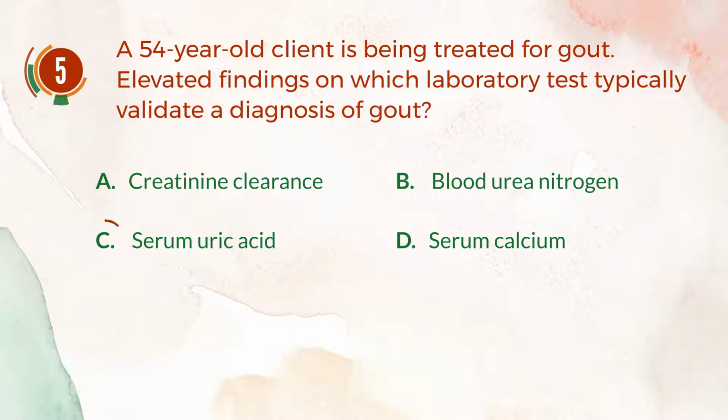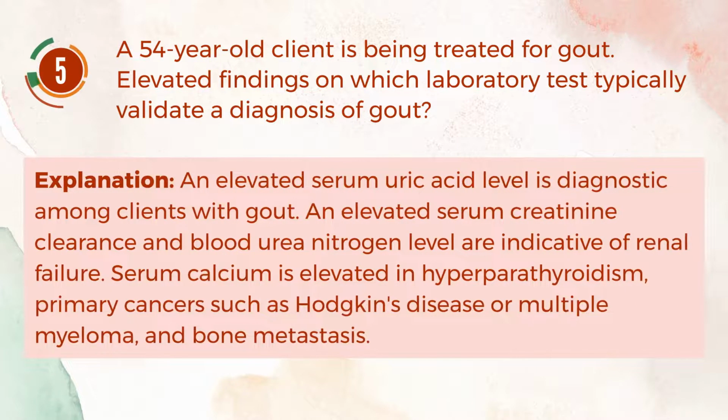The correct answer is C. Serum uric acid. Explanation. An elevated serum uric acid level is diagnostic among clients with gout. An elevated serum creatinine clearance and blood urea nitrogen level are indicative of renal failure. Serum calcium is elevated in hyperparathyroidism, primary cancers such as Hodgkin's disease or multiple myeloma, and bone metastasis.